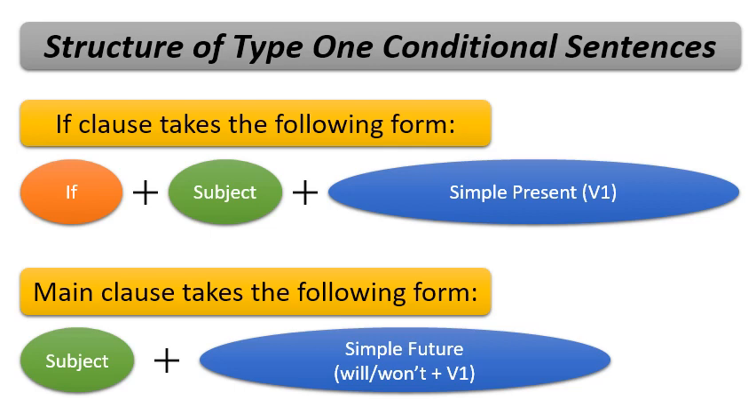To clarify it, let's see one example. If it rains, we will postpone our trip. So here, if it rains is if clause and we will postpone our trip is main clause. So this was the structure of type 1 conditional sentences.